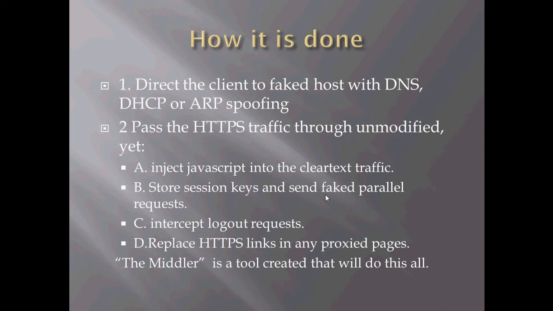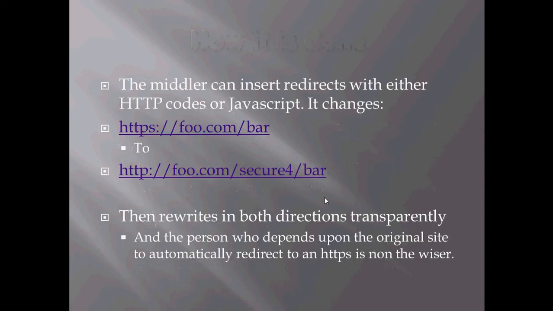Middler can insert redirects with either HTTP codes or JavaScript. It basically changes the URLs from https foo.com/bar to http foo.com/secure4-bar, and then it rewrites in both directions transparently, giving the image that it's back at https foo.com/bar when you're actually at secure4-bar. The person who depends on the original server and site to automatically redirect to the secure HTTPS is none the wiser.